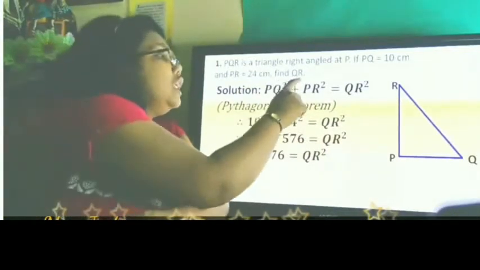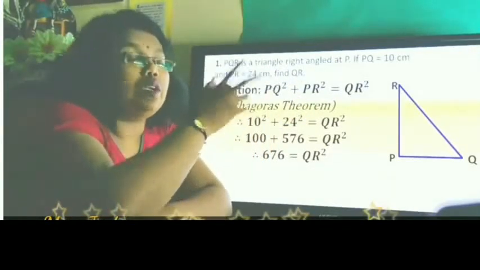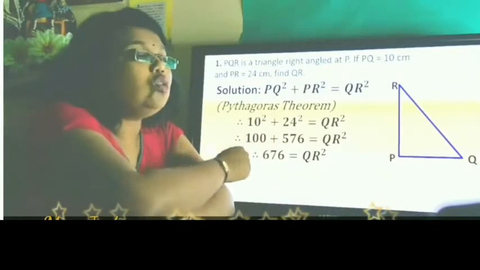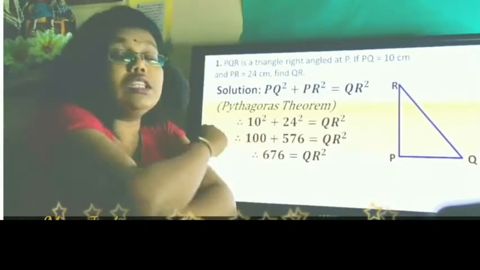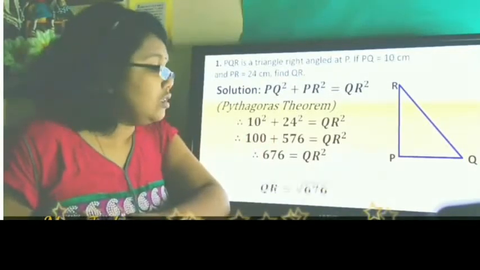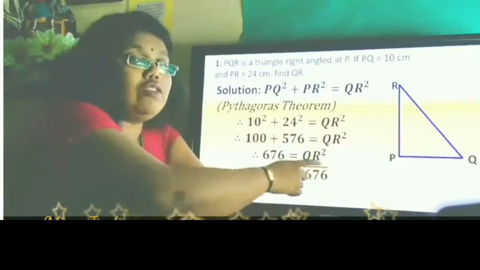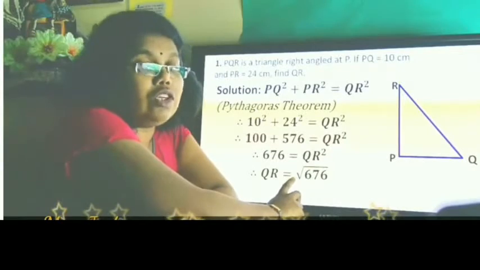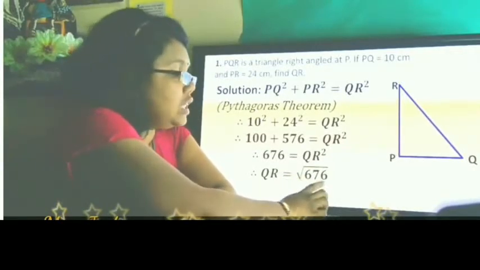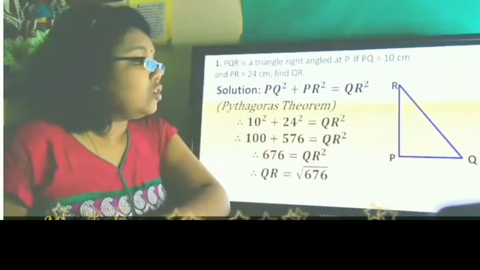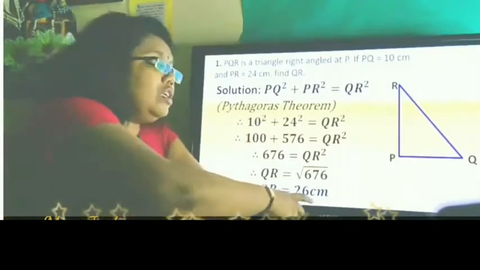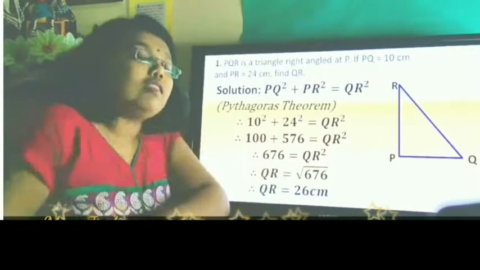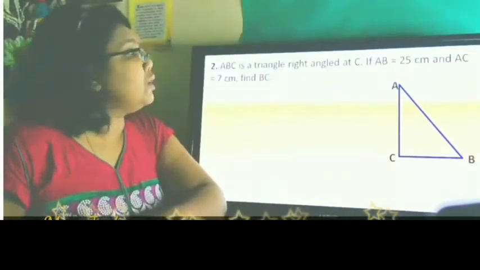But the question clearly asks only for QR, not QR square. So to do that, we have to find the square root. QR is the square root of 676. This is the symbol for square root. Square root means we are going to find the number whose square is 676. So it is the square of 26. Hence QR is 26 cm long. This is how we apply Pythagoras property.